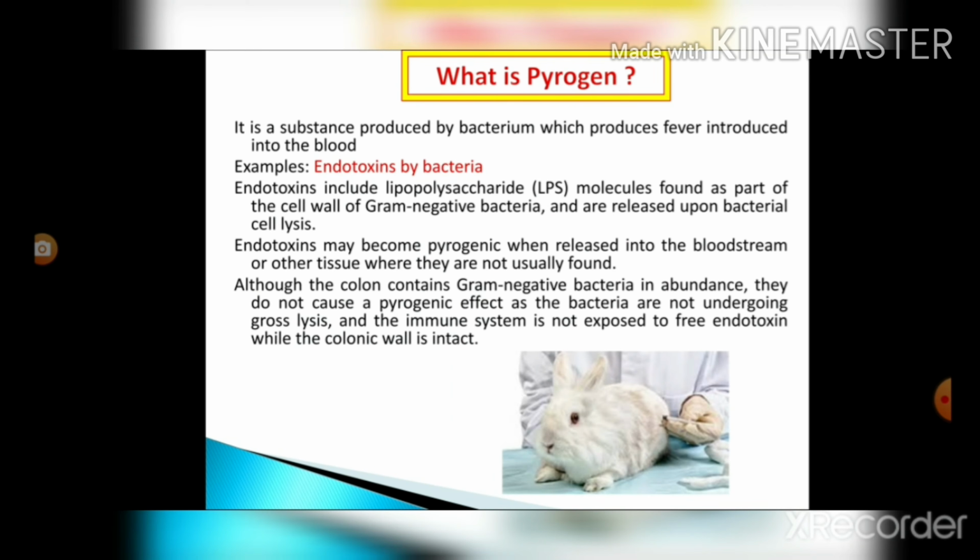Although the colon contains gram-negative bacteria in abundance, they do not cause a pyrogenic effect as the bacteria are not undergoing gross lysis and the immune system is not exposed to free endotoxin while the colonic wall is intact. Pyrogen is a chemical substance produced by bacteria, mainly gram-negative bacteria, for example, lipopolysaccharide. And the pyrogen is mainly a fever-causing substance when it is introduced into the blood.